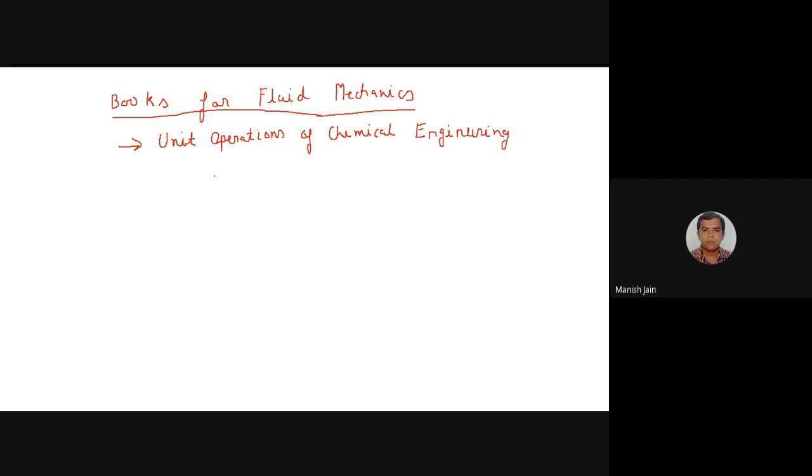And the writer is McCabe and Smith. So basically there are two writers. McGraw Hill. So I think Ravinder madam also follows this book for the heat transport.